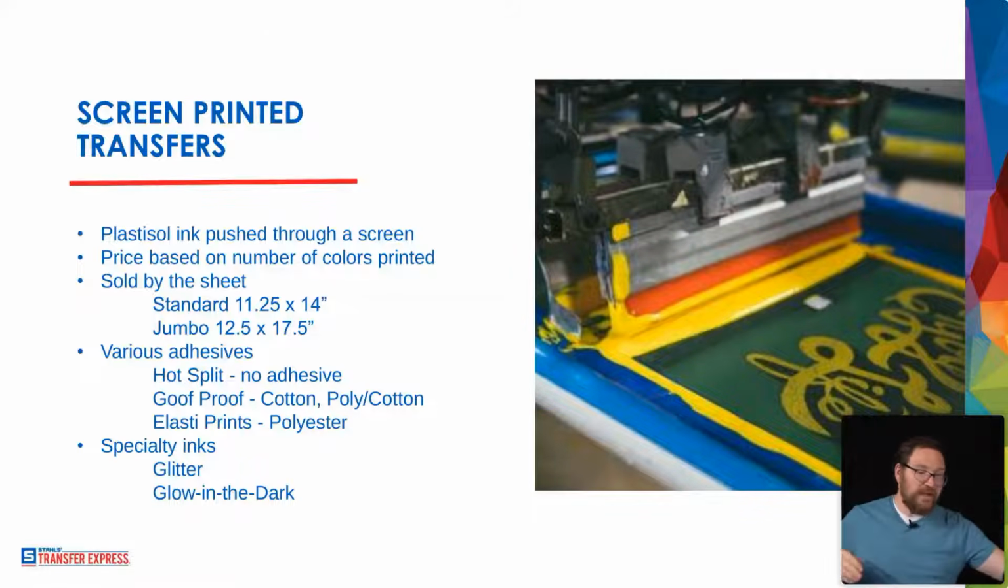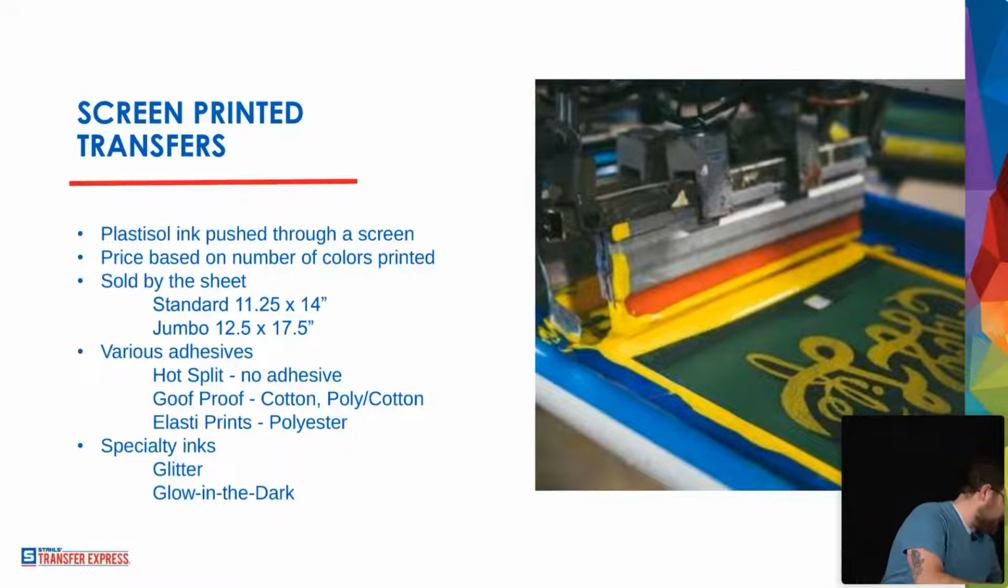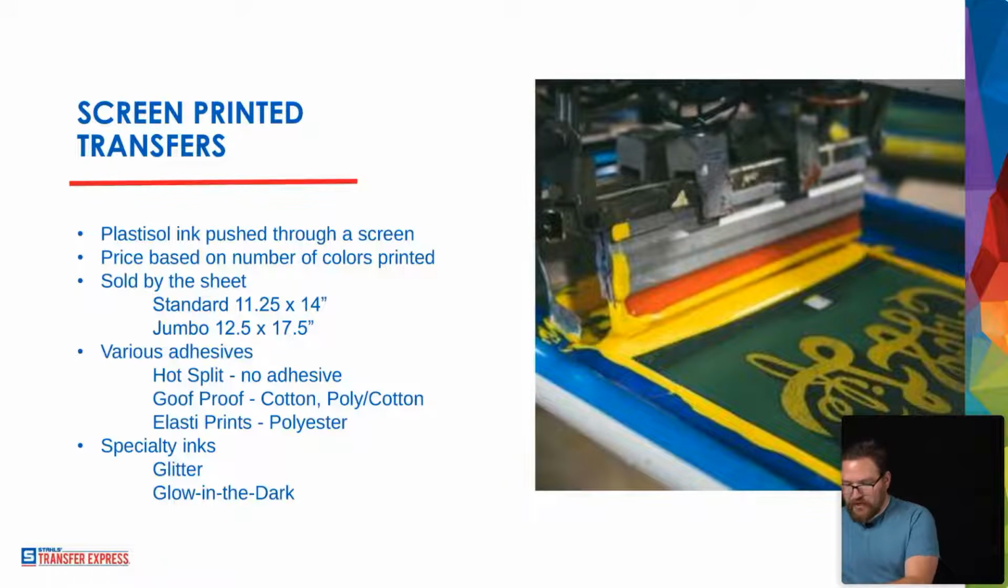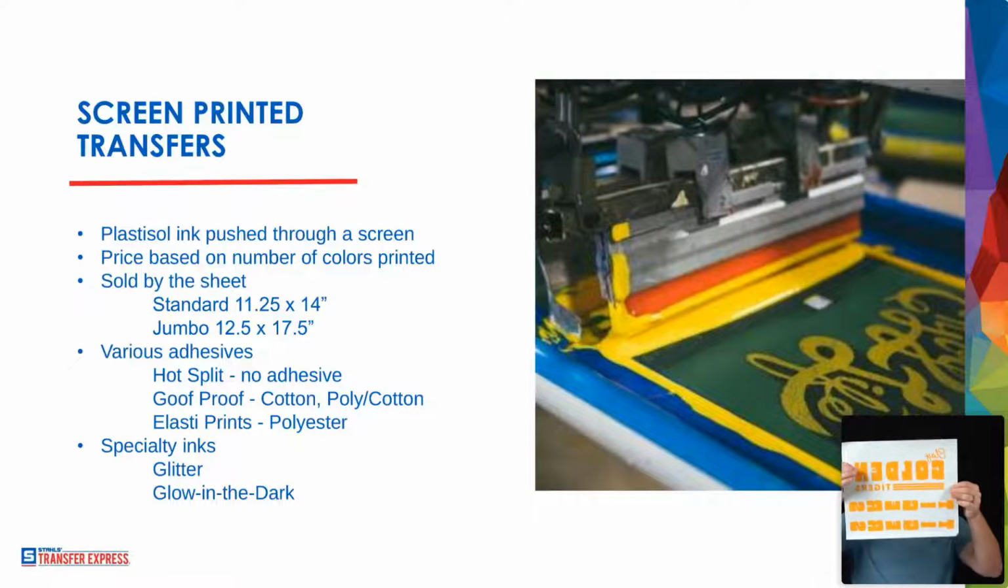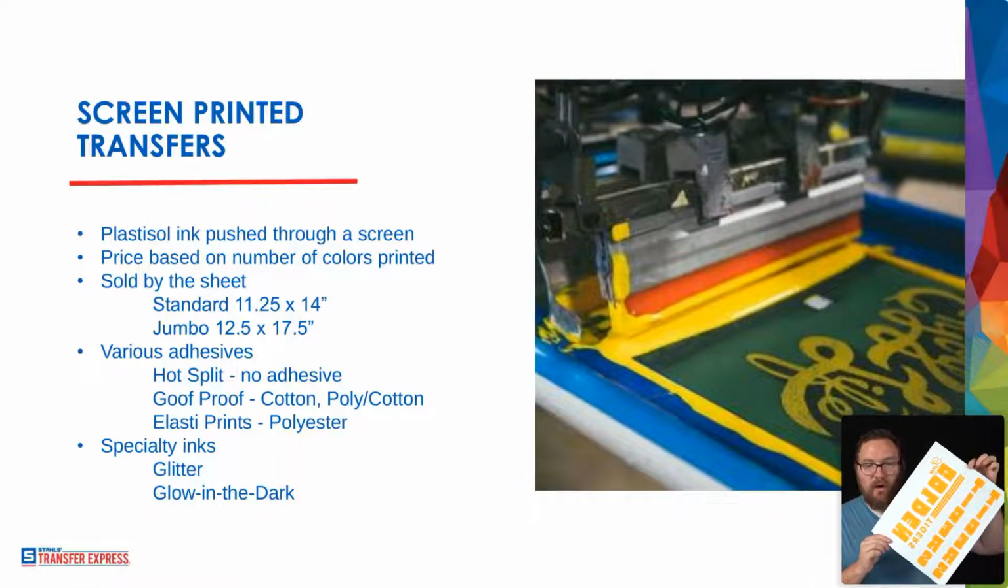So the way that we sell our transfers, they're available on the sheet. There are 2 different sheet sizes here. Let me pull up one of our gang sheets. So that print that I just showed you, Stay Golden with the Tigers, comes on a sheet just like this. This is what we call a gang sheet.